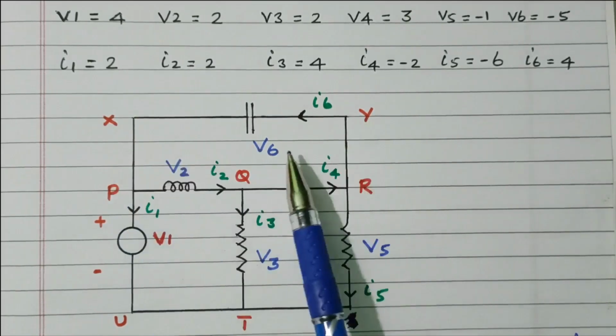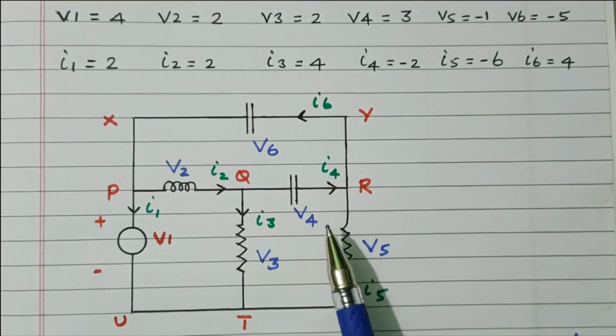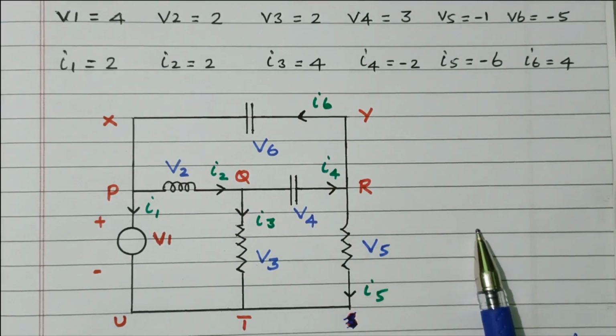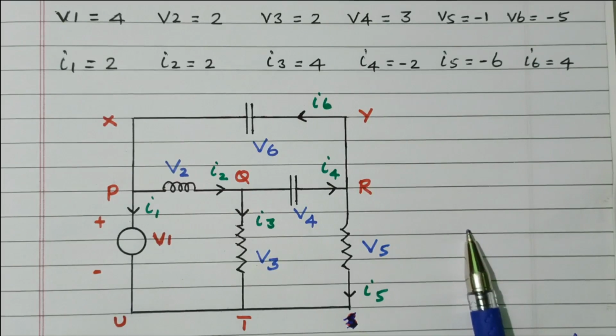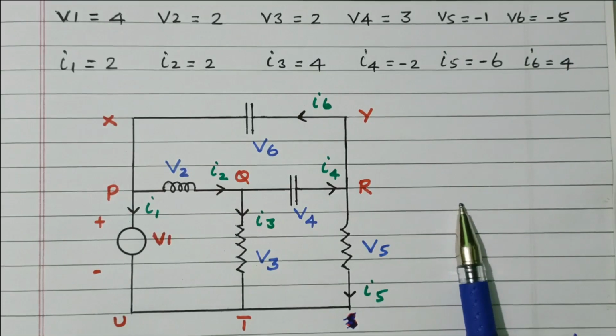And in this XY branch, one capacitor is available, voltage is V6 and current is I6. What is Tellegen's theorem? Tellegen's theorem states that in any network, the sum of instantaneous power is equal to 0. Power is voltage into current, P equal to V into I. So the summation of V into I equals 0 for any network, either normal power or complex power.